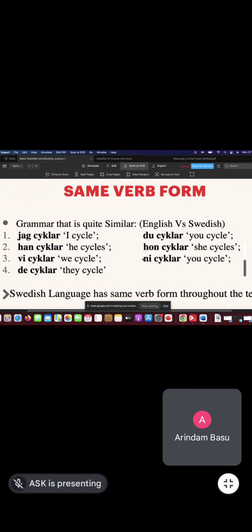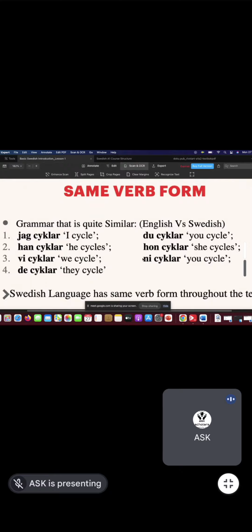and he. V we. D they. We, and this is they. We pronounce it as a dom. We write they, but we pronounce like dom. Dom cycler, they cycle. So these are personal pronouns, and you can see here with all of them we use the same verb. We don't need to change.